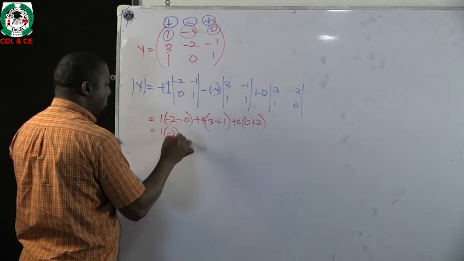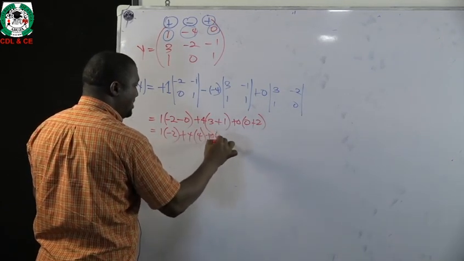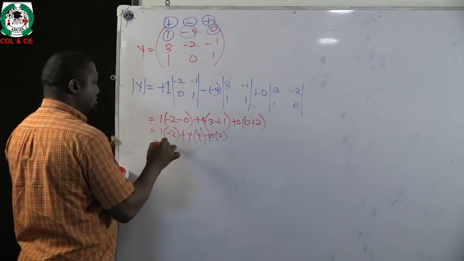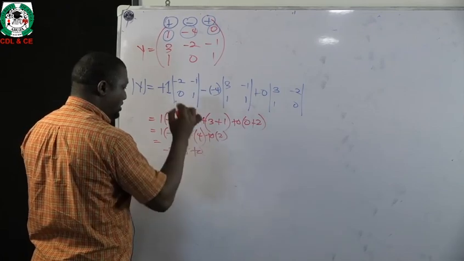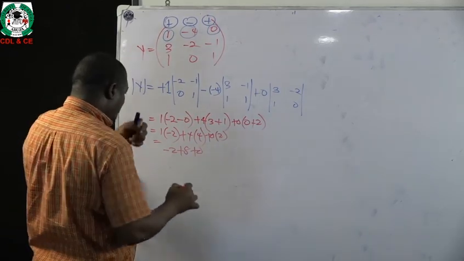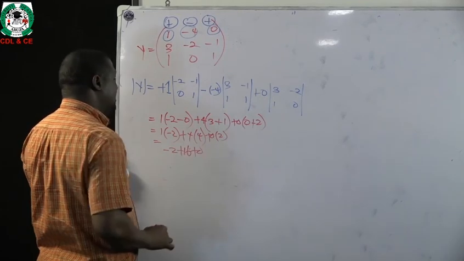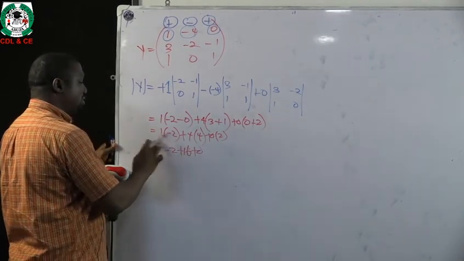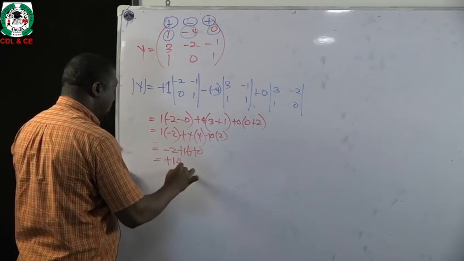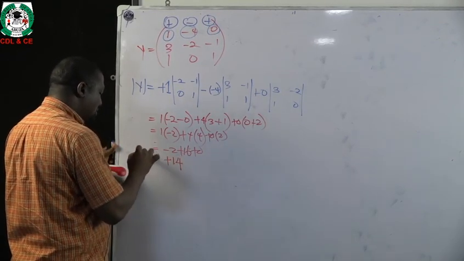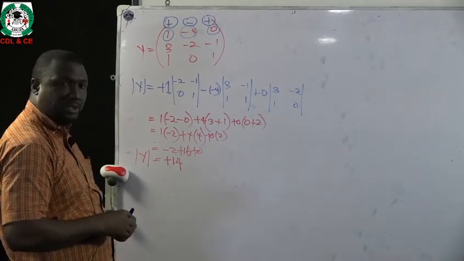So what do we have? 1 multiplied by minus 2 plus 4 multiplied by 4 plus 0 multiplied by 2. So this is minus 2 plus 8 plus what? Plus 0. Sorry, this is 16. 4 times 4, 16. So minus 2 plus 16 plus 0 will give me plus 14. I need not write the plus, but I just wrote the plus for emphasis. So we have plus 14.